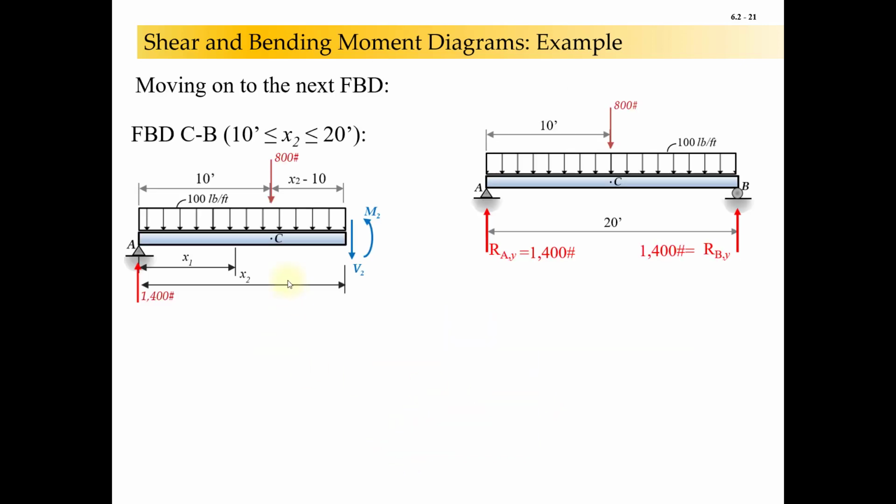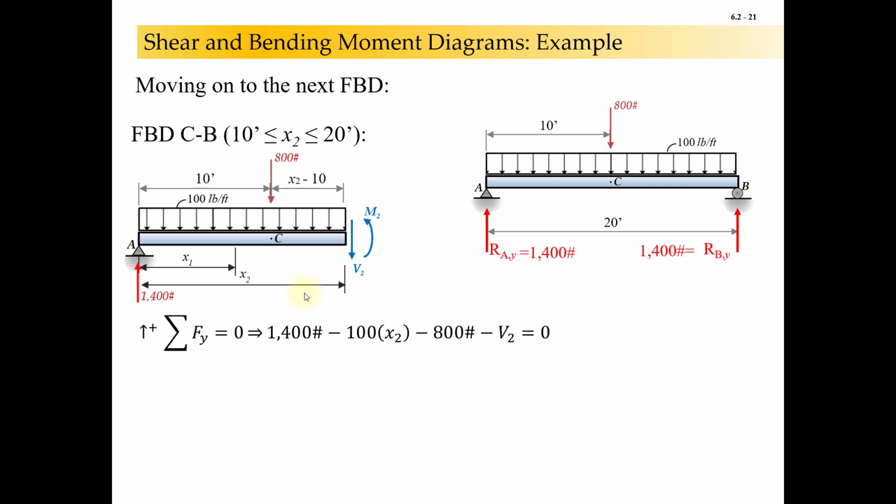Let's look at the second region. This is going to be between C and B, so the right-hand side over here. So now x2 will be valid between 10 feet and 20 feet. So anything between C and B. The difference, this 800-pound force, right? It's also a little bit more complicated because now I have x2 as this distance from A, right? So if I'm starting to calculate moments about the cut, I'm going to need to know this distance here, and this distance is x2 minus 10. So that's where this x2 minus 10 comes from.